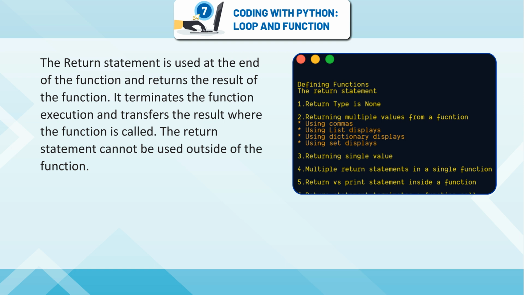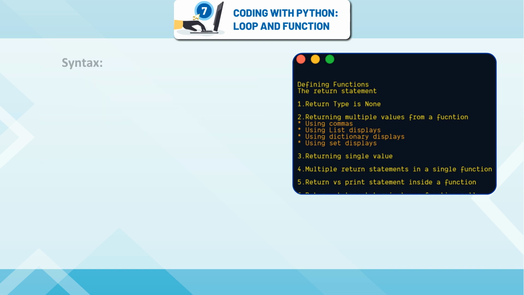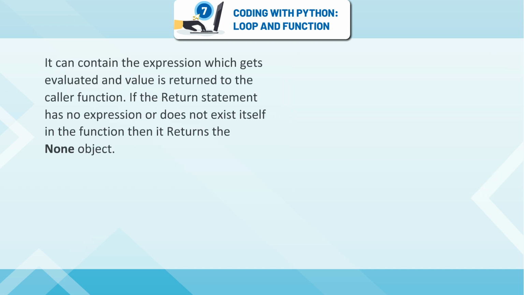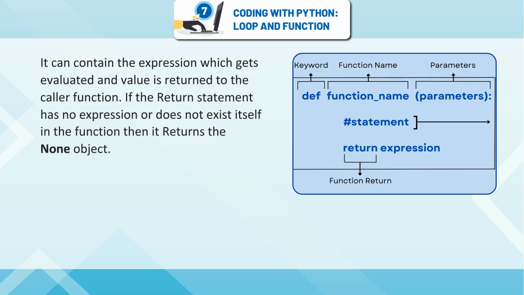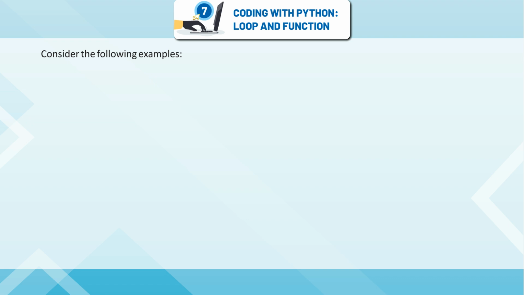Return statement. The return statement is used at the end of the function and returns the result of the function. It terminates the function execution and transfers the result to where the function is called. The return statement cannot be used outside of the function. Syntax: return expression_list. It can contain an expression which gets evaluated and the value is returned to the caller function. If the return statement has no expression or does not exist itself in the function, then it returns the None object. Consider the following examples.